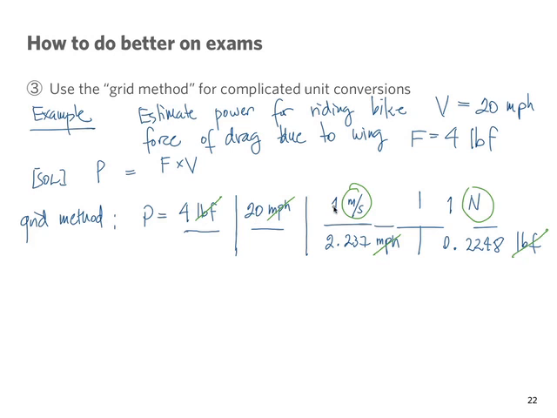And now I'm happy that I can just multiply and divide the numbers that are left here. I have 4 times 20 times 1 divided by 2.237 times 1 divided by 0.2248. I can put all those numbers in the calculator. It's all very nice and tidy, and I obtained my result: 159 Newton meter divided by second, which is the same as 159 watt, which is what we were asked to obtain. A very simple tip that will help you quite a lot to solve problems and not make mistakes. It is truly a way to do better in exams.